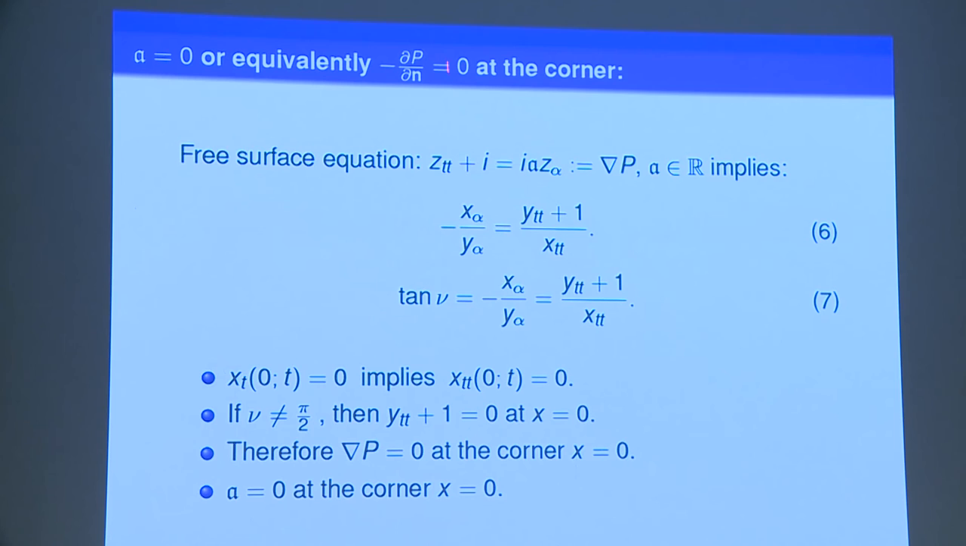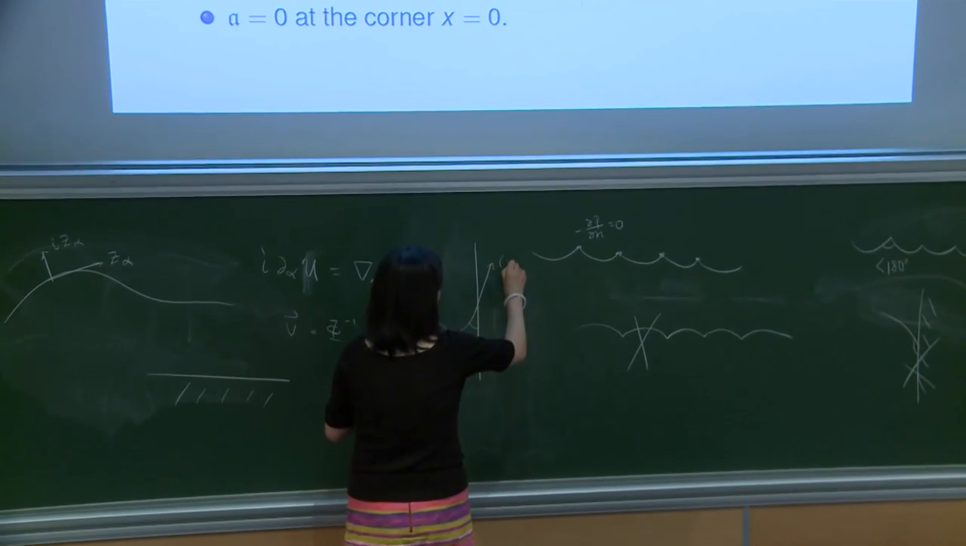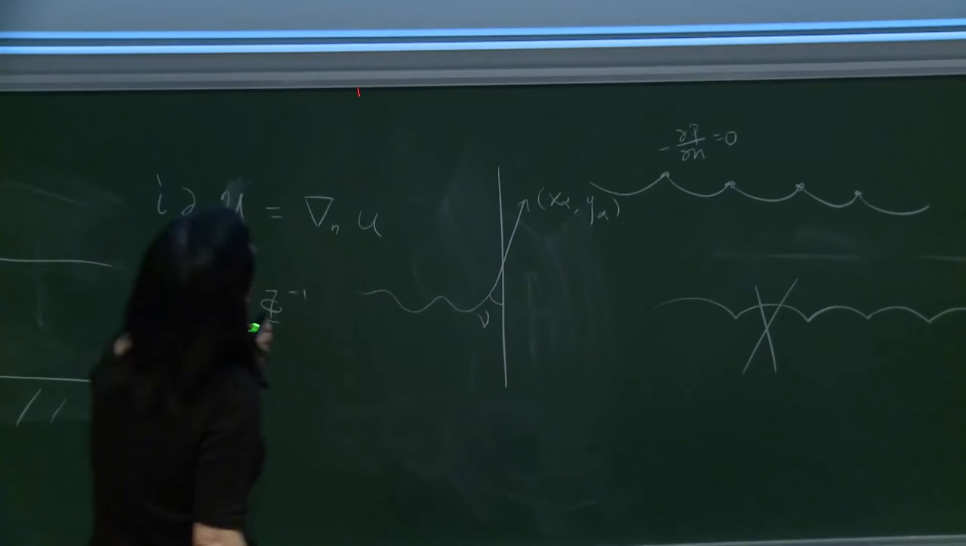Here I give you an argument which was given very early on by my former student Rafe Kinsey. He said very quickly that if negative dp/dn equals 0, we're in trouble. So why negative dp/dn equals 0? The Euler equation, if you write it in terms of components, you can rearrange like this. And the tangent of nu, this angle nu, is given by this, with your tangent vector x_alpha, y_alpha.